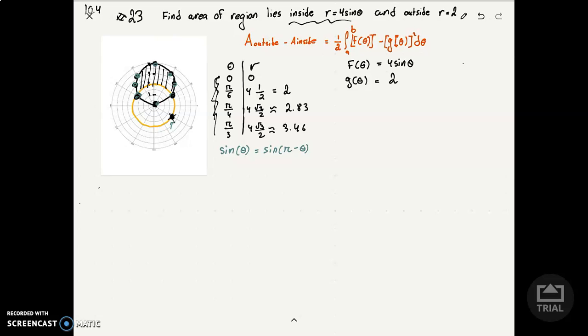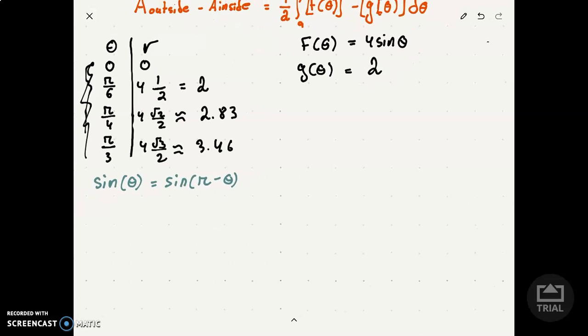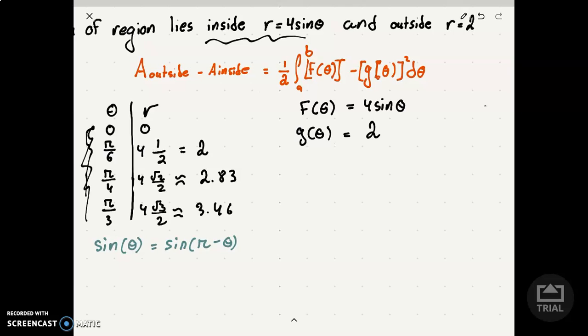Alright, so this is problem 23 from section 10.4, and it's asking to find the area of the region that lies inside r equals 4 sine theta and outside r equals 2. Now, I've written down the formula in orange, and the only thing you have to keep in mind is that f of theta in this formula is the outside radius and g of theta is the inside radius.